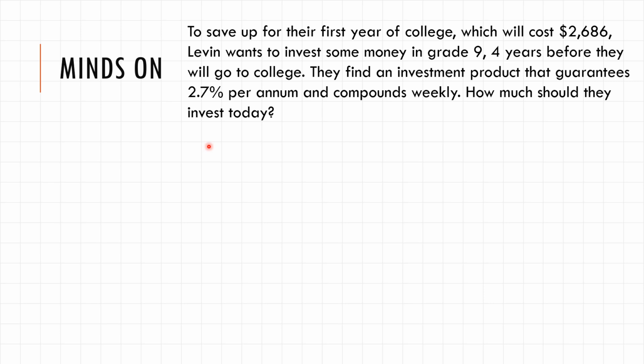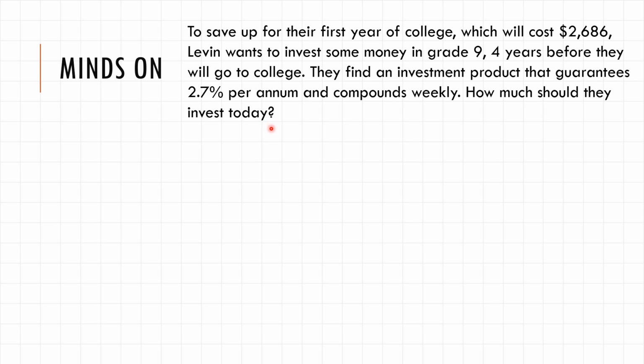To start off, let's think about this question. I've used this in an example before, but basically to save up for their first year of college, which they know will cost $2,686, Levin wants to invest some money in grade 9. And this is 4 years before they will actually go to college. They managed to find an investment product that guarantees them a return of 2.7% per annum, which means per year, and it compounds every week. So how much should they invest today?